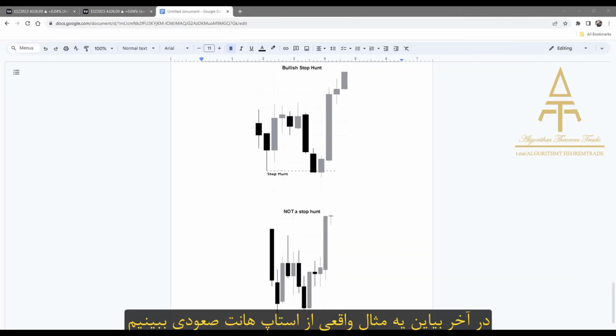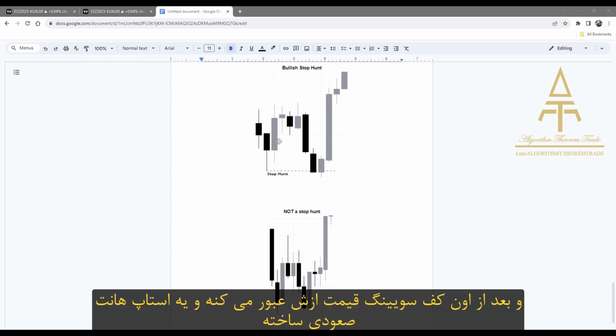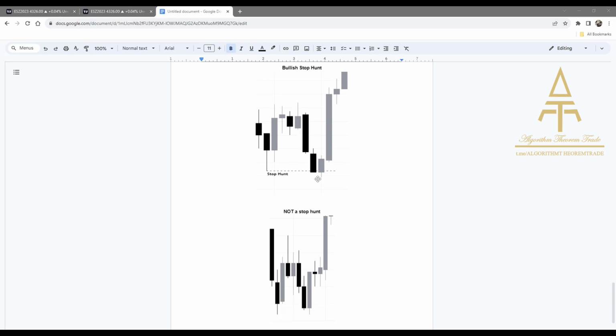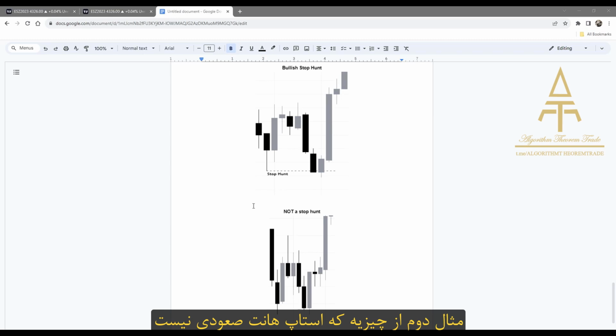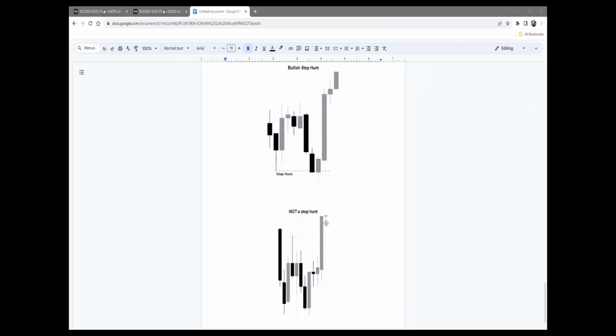Lastly, let's take a look at an actual example of a bullish stop hunt. Our first example, you can see that price creates an initial swing low. After that initial swing low, price runs through it, creating a bullish stop hunt. Then price changes direction. The second example here is not a stop hunt. It is not a stop hunt because price creates an initial swing low, but after that initial swing low, price never runs through it, creating the stop hunt before changing directions.